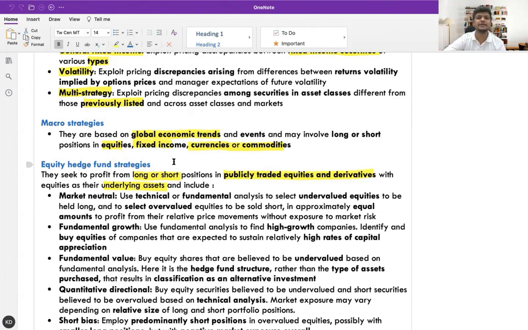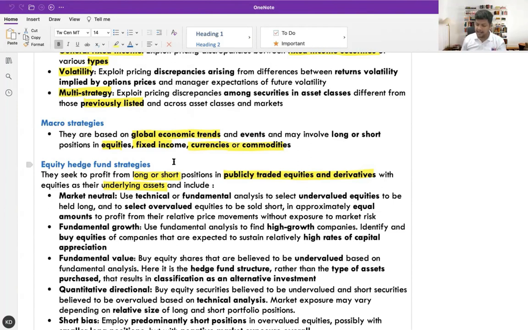So one of those strategies is market neutral. Neutral means the risk has to be zero. Now, market neutral is a very unique strategy. That's where they believe that, let's say if the underlying is overvalued, they will sell that, and they may buy an option or future which they feel is undervalued.